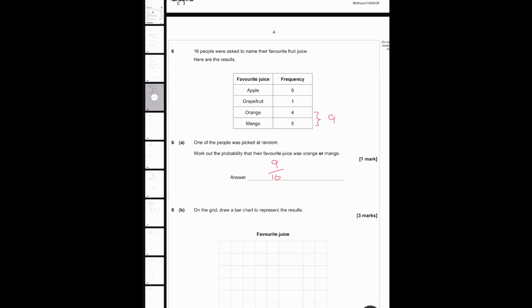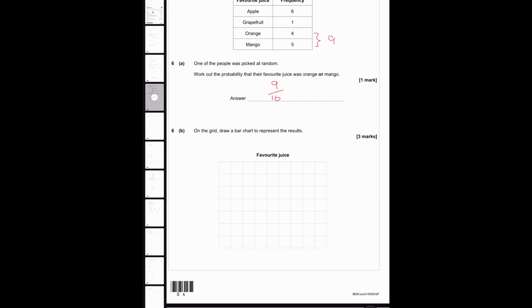The second part of the question is asking us to represent the data on a bar chart. First, let's add a label to the bar chart. Going up the side will be our frequency, so let's add that and then include our numbers, starting at 0 and going up in ones. Now let's add our labels along the bottom too. We could write out the names of the fruits, but it is easier to just write the first letters.